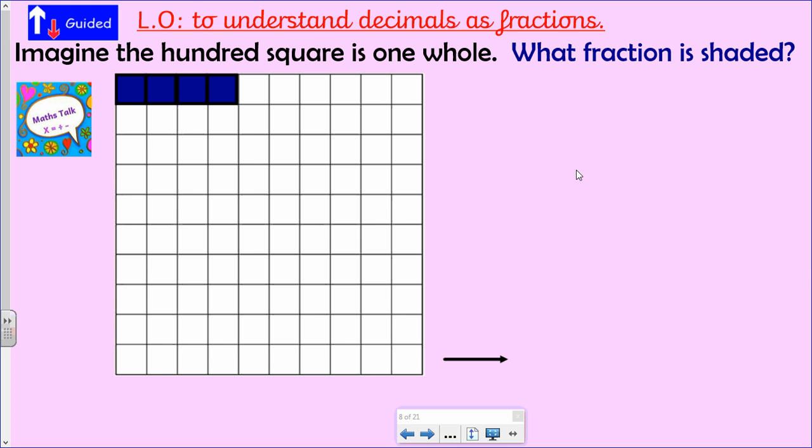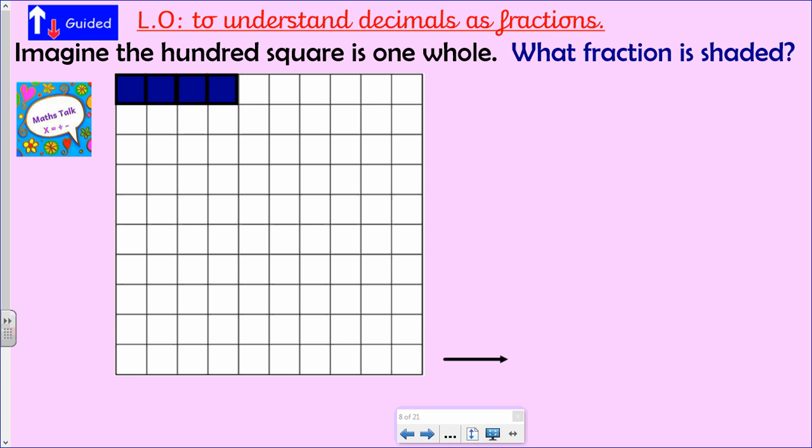Imagine the 100 square is one whole. What fraction is shaded? So think about how many of the little squares we have got coloured in blue this time. Tell somebody, talk to yourself, jot down what you think, and I'm going to go to the answer slide now.